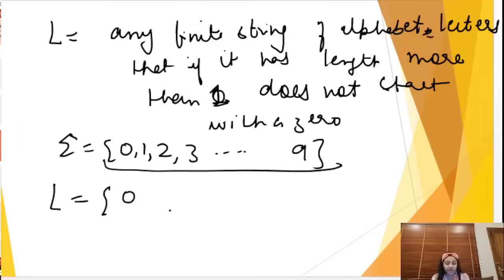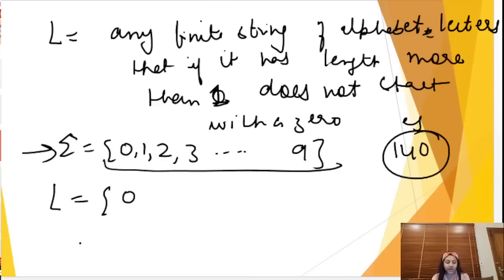So for instance, if I calculate the reverse of any string belonging to this language, let's take an example, 140. This is my sample string 140. It belongs to my language L. It is a finite string of alphabet letters which belong to this alphabet, it has length more than 1 and it is not starting with a 0. So it satisfies all the conditions of my language L, and we say that this string belongs to my language.